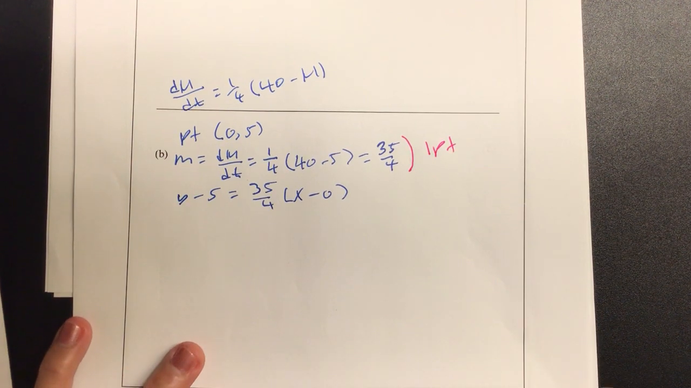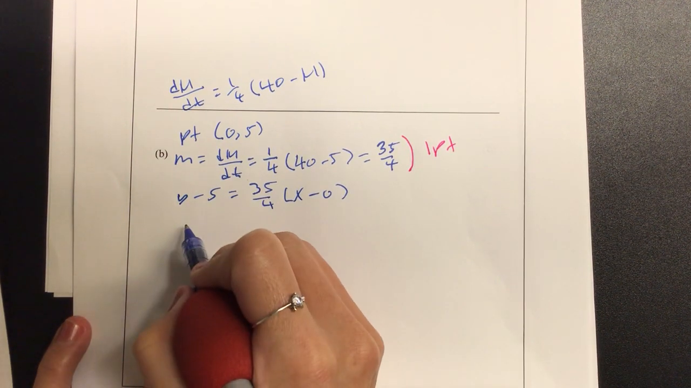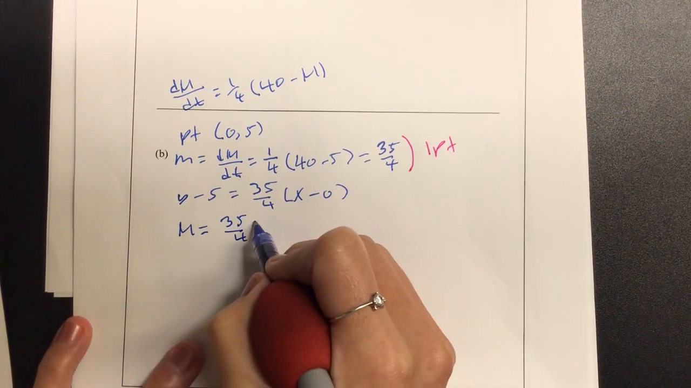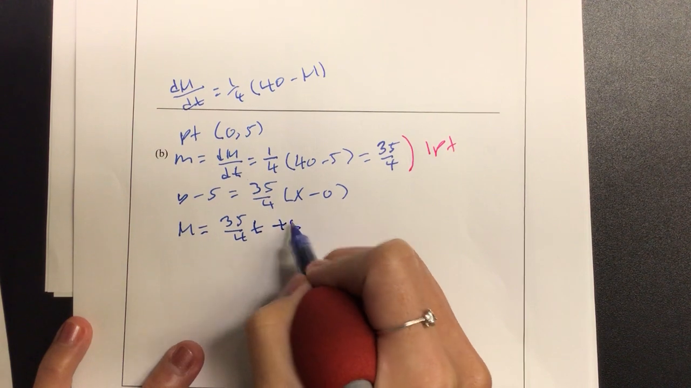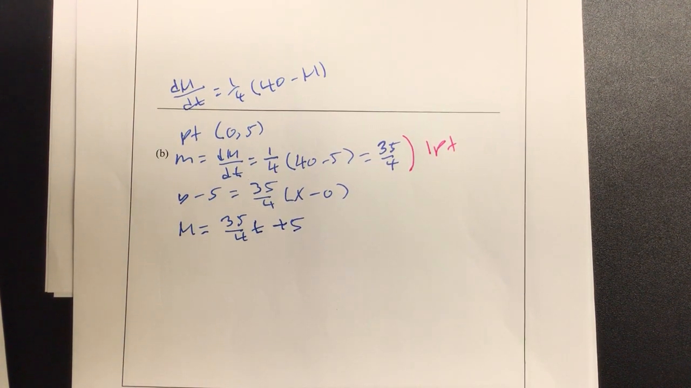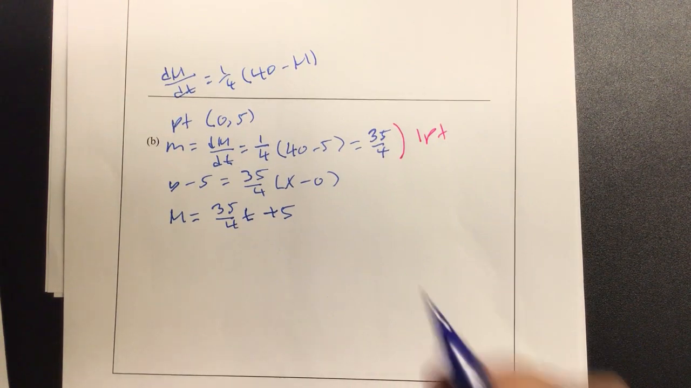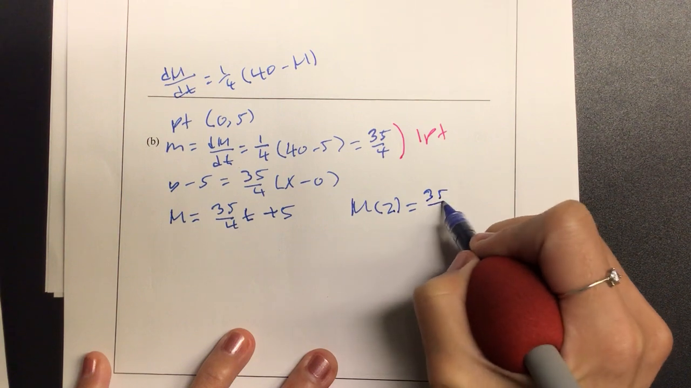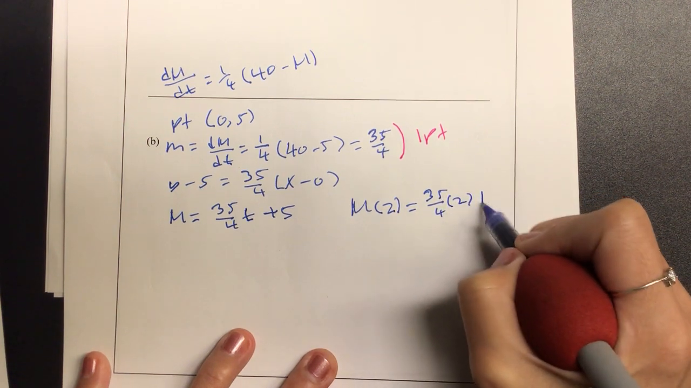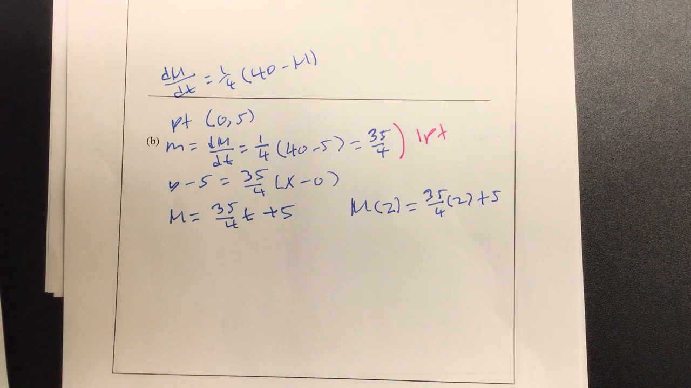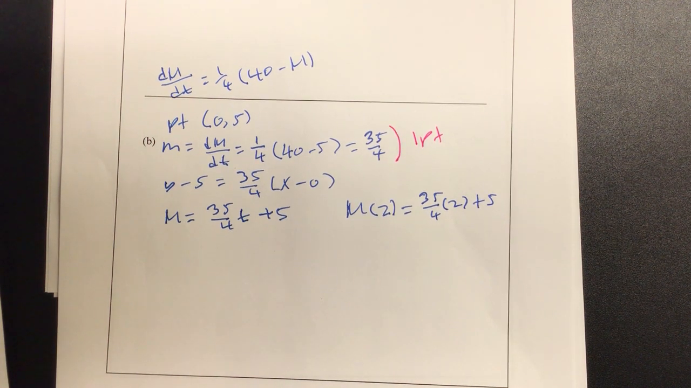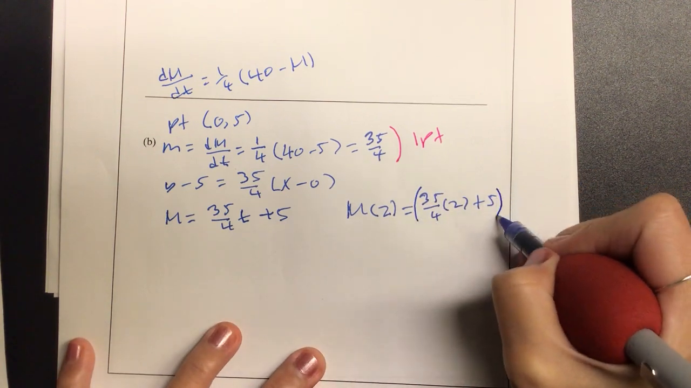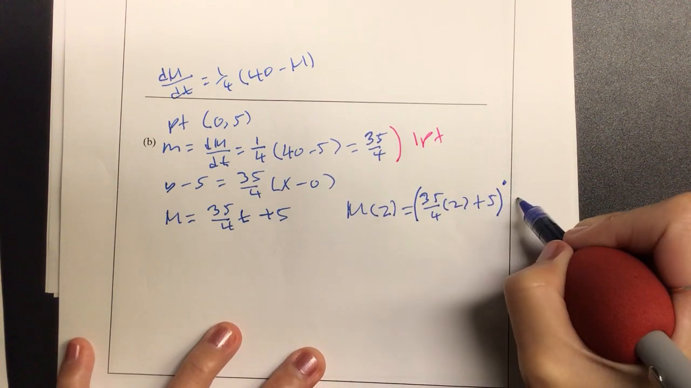So let's write this in terms of m and t, because they didn't give us x and y. So I'm going to write out m is equal to 35 over 4 t, and I'm going to move the 5 over by saying plus 5. What number did they ask us to plug in? 2. So let's put in m of 2. It's going to give me 35 over 4 times 2 plus 5. Now, because it's a FRQ, as long as you plug in the actual number, can I leave it like this? Yeah, for sure. Leave it just like that. And we always need the degree Celsius.